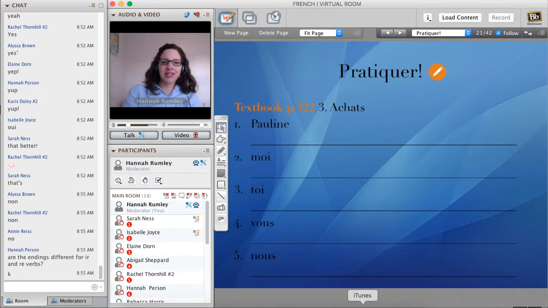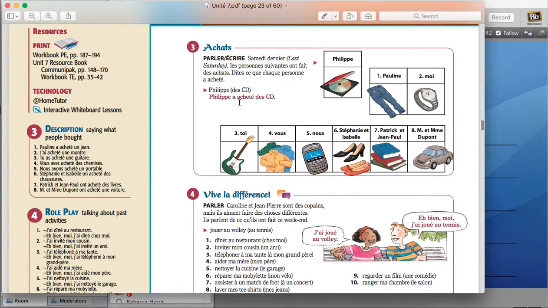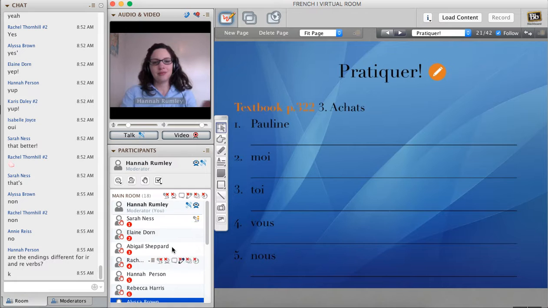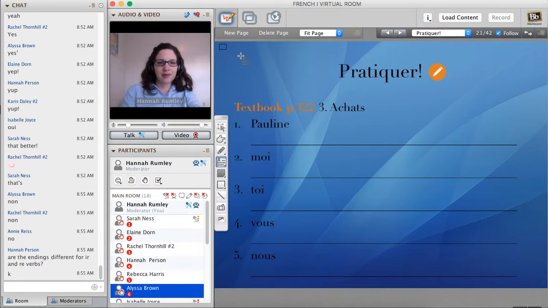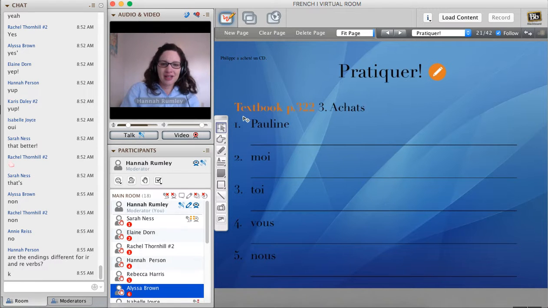All right, we're on page 322. Achat. Okay. Samedi dernier, last Saturday, les personnes suivantes ont fait des achats. Dis ce que chaque personne a acheté. Tell us what each person bought. So for the example, I have a picture of a CD. So I'd say Philippe a acheté un CD. Okay? I'm just saying what he bought. So we're using the verb acheter in the past tense essentially.